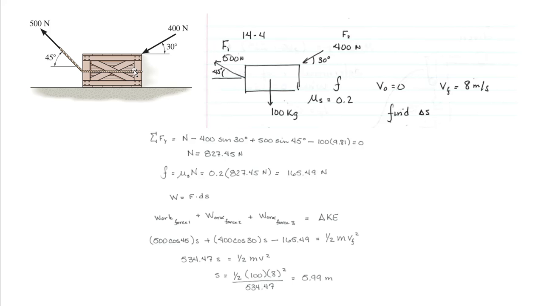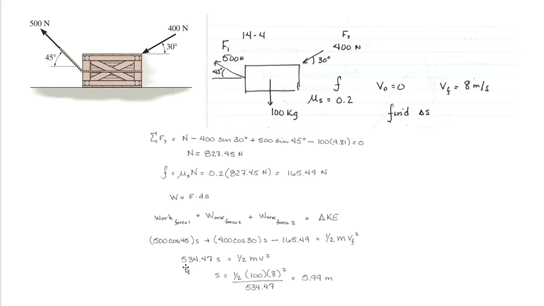So I'm sorry, I actually have it written wrong down here. This should be the coefficient of kinetic friction, and this should be the coefficient of kinetic friction, but the process is going to work, and we want to find our change in distance. So the first thing I've got to know is how much is that force due to friction? I have left off an s here. This should be an s in this particular spot, because when I do the work due to friction, this is 165.49 s, right? That change in distance.